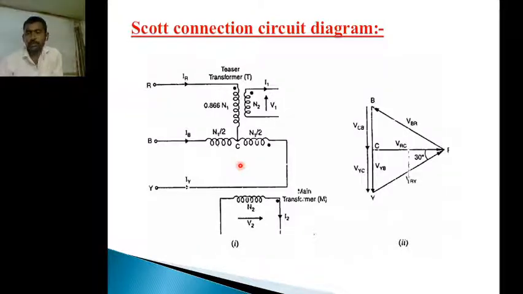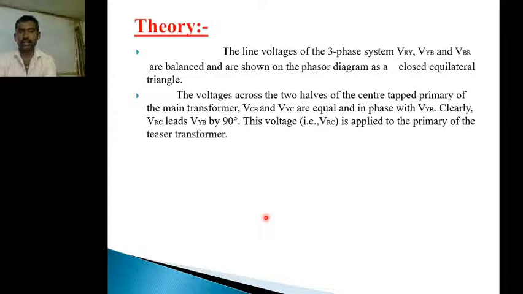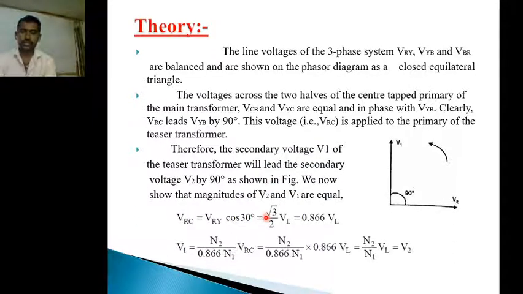The main transformer primary winding is exactly 90 degrees to the Teaser transformer primary winding. So as a result, this secondary voltage V1 is 90 degrees to V2. Since we get the 90 degrees phase displacement, we can convert that winding into a two-phase supply. So this is the theory of the Scott connection.